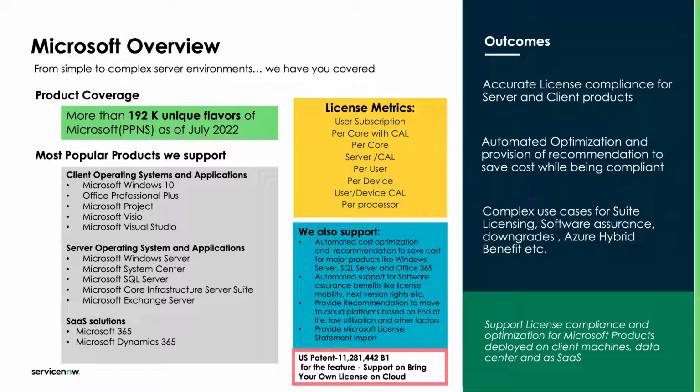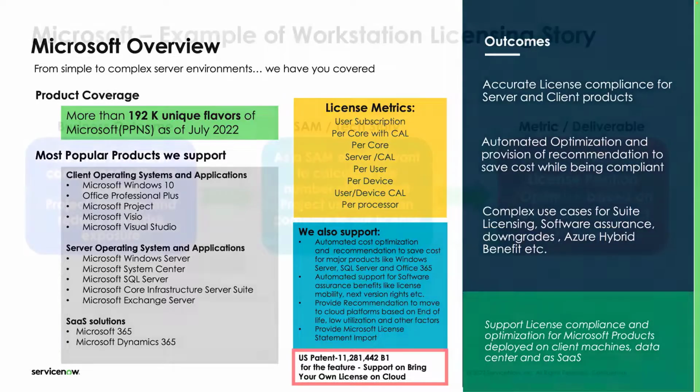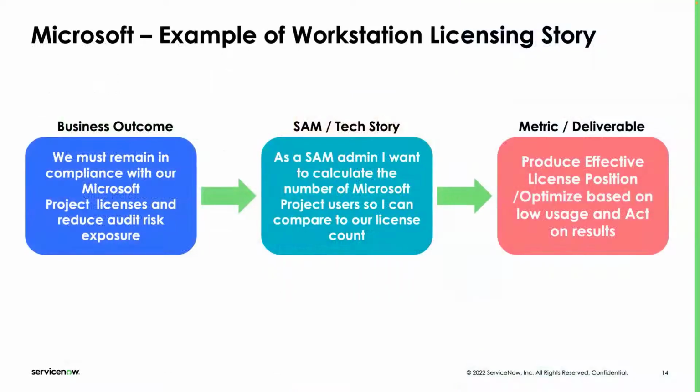Thank you. Let's do an example of what it looks like to do workstation licensing. So I'm going to paint a picture, tell a story. What I like to do anytime I talk to customers is I really ask them, what is the business outcome you're trying to drive with SAM? So one example might be, we want to remain compliant with our Microsoft Project licenses so that we're able to reduce our audit risk. So that's a great business outcome.